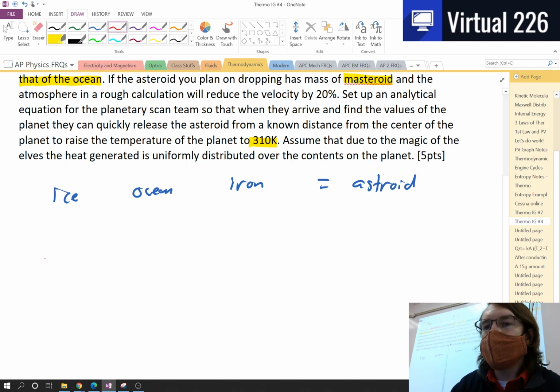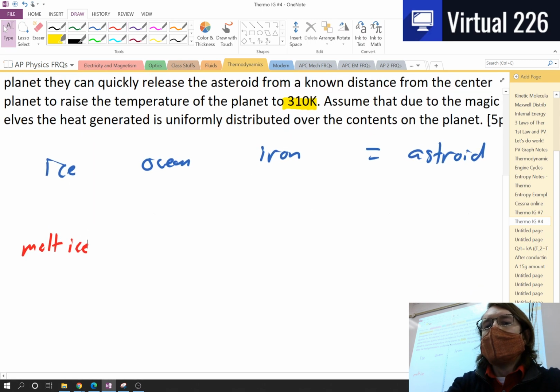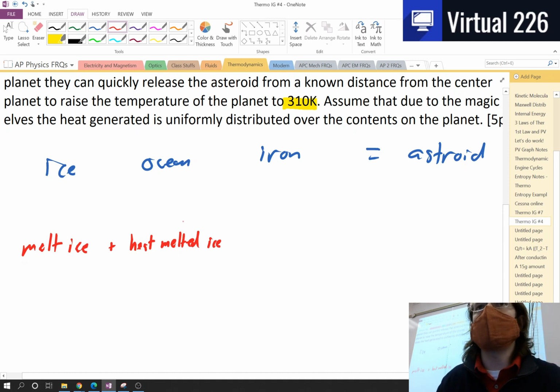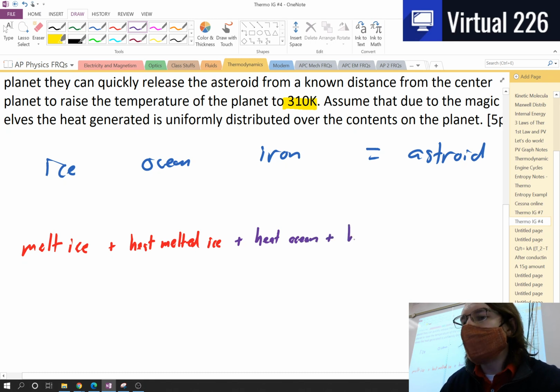What we are going to have to do is melt the ice. We are then going to have to heat the melted ice, because now it's water, right? We've got to heat that new water up. We have to heat the ocean, and we have to heat the iron core.